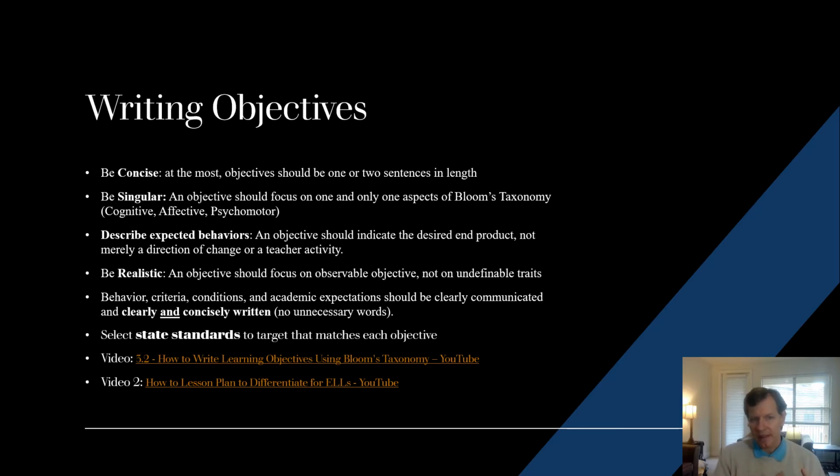Be very concise when you write your objectives. Don't go on and on and on. They can be in one sentence or 2 sentences in length. Be singular. An objective should focus on one aspect of Bloom's taxonomy. Remember, you've got your cognitive, affective, and psychomotor domains of Bloom's taxonomy. We'll go over that further in this discussion.